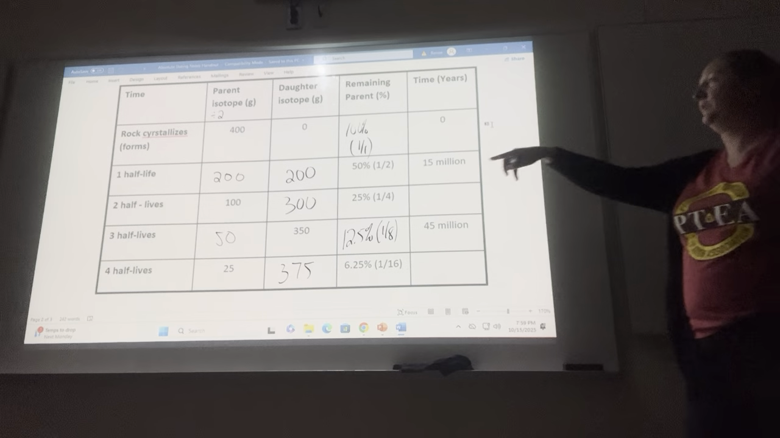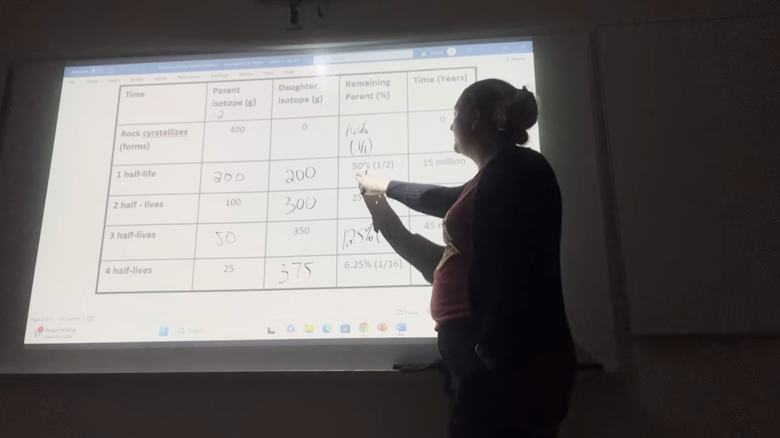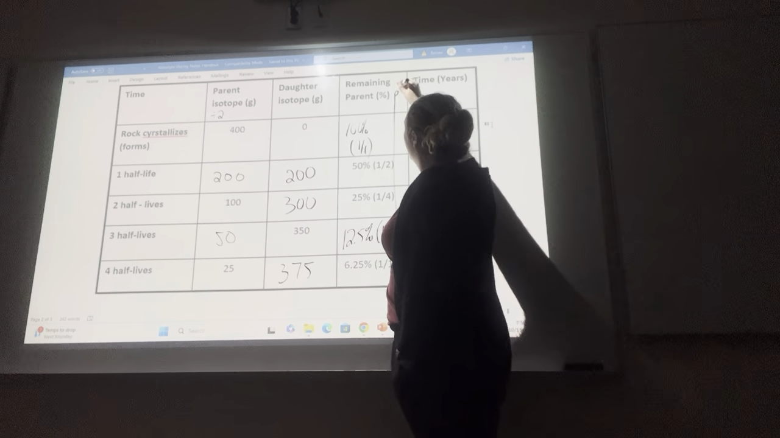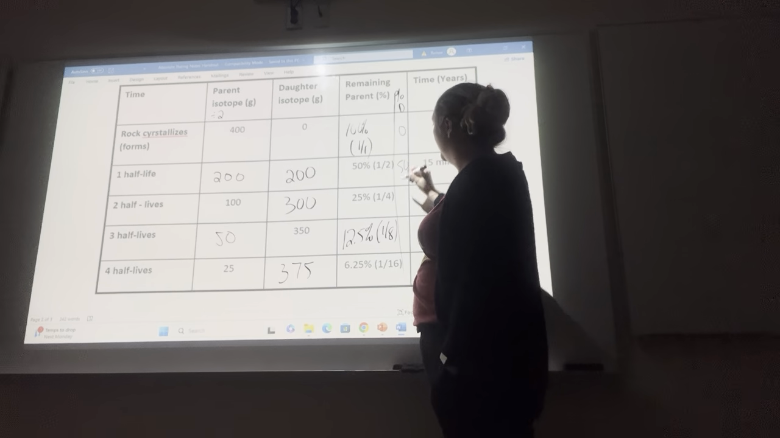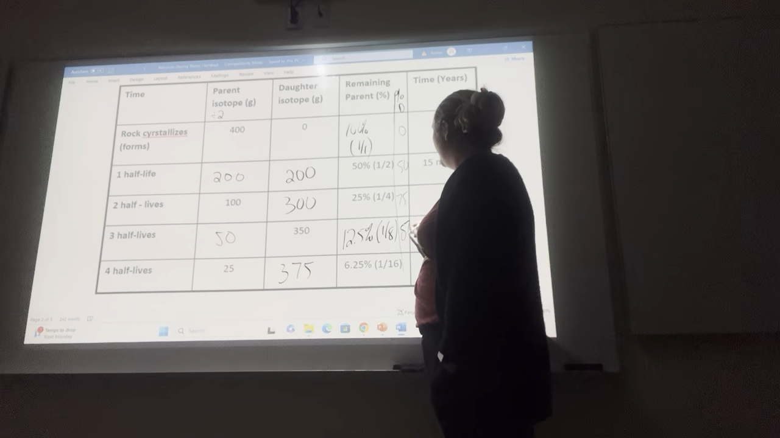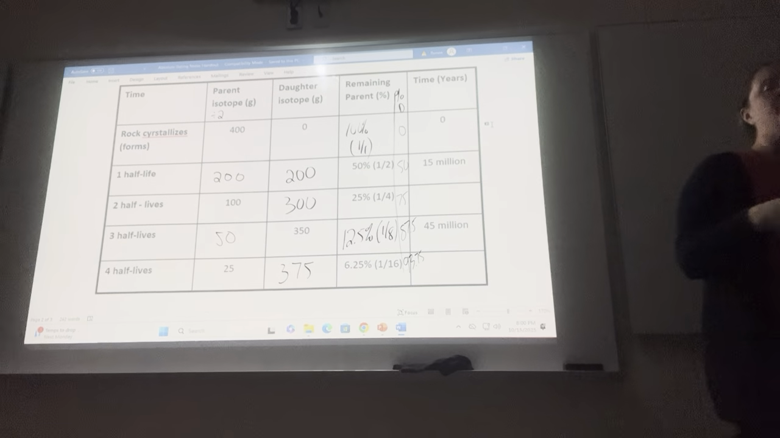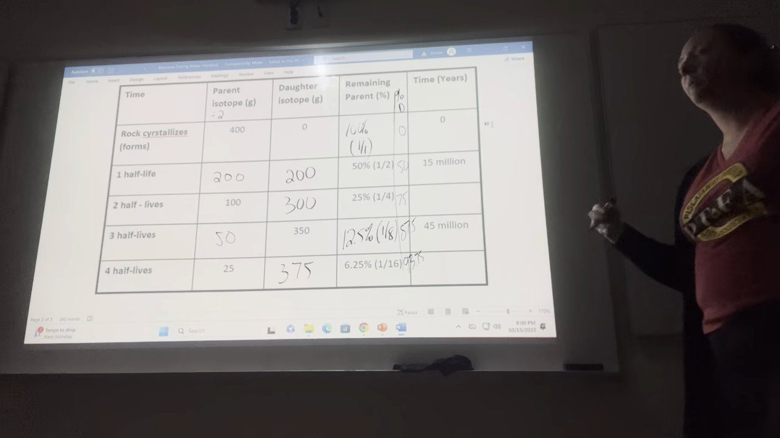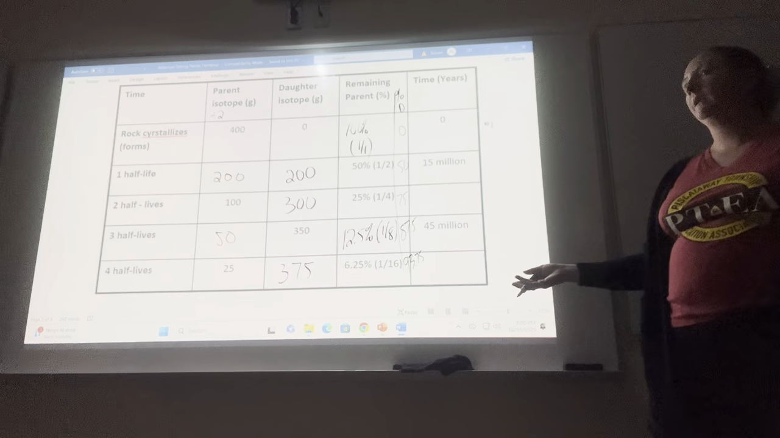Now, just like we figured out here, if half of it is parent, then the other half has to be daughter. If 50% is parent, the other 50% has to be daughter. So if I added a column here like percent daughter, well 0% daughter here, 50% here, 75% here, 87.5% here, 93.75% here. All right, those values do not change, so you could just memorize those. And if you're ever asked, what percent of parent isotope would remain after 3 half-lives? 12.5%. Just memorize it. It's going to always be the same.